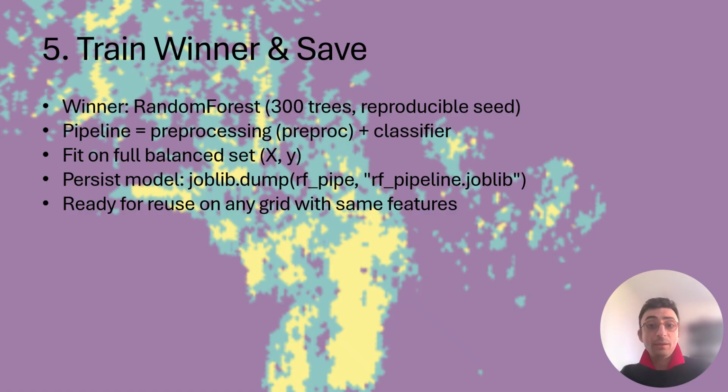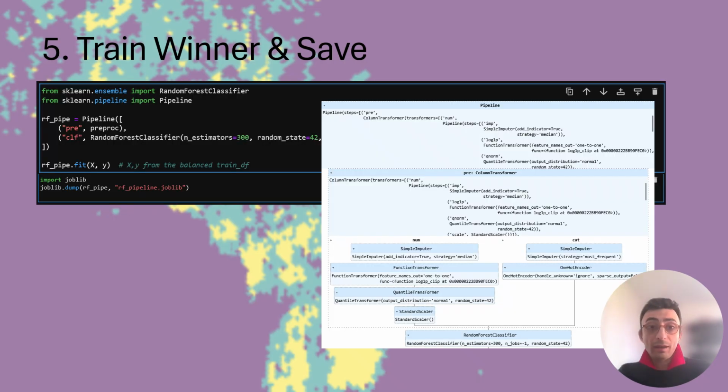Now I chain the preprocessing with the forest in one pipeline, fit it on the balanced table, then save it to disk. The file can score any new areas as long as the feature columns match. This is the code that builds and chains preprocessing: impute, log1p, quantile normalize, scale, plus RandomForest classifier. The fit function here learns on your balanced set. Then all the steps are fitted and stored inside the pipeline. And the last line writes the fitted pipeline to disk.